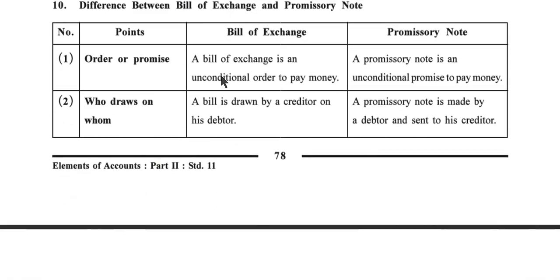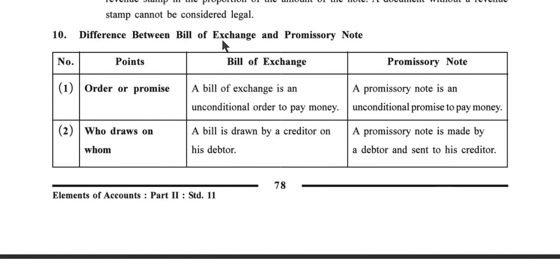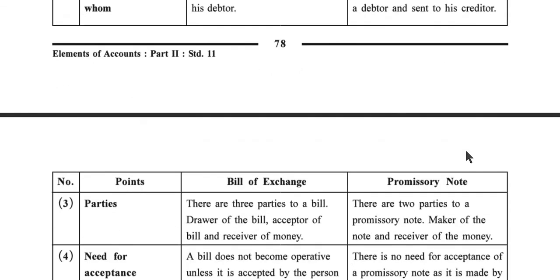Now, 10th one, difference between bills of exchange and promissory note. What is the difference between bills of exchange and promissory note? Order or promise. A bill of exchange is an unconditional order to pay money. A promissory note is an unconditional promise to pay money. Here order, here promise. Who draws on whom? A bill is drawn by creditor on his debtor. A promissory note is made by debtor and sent to his creditor.